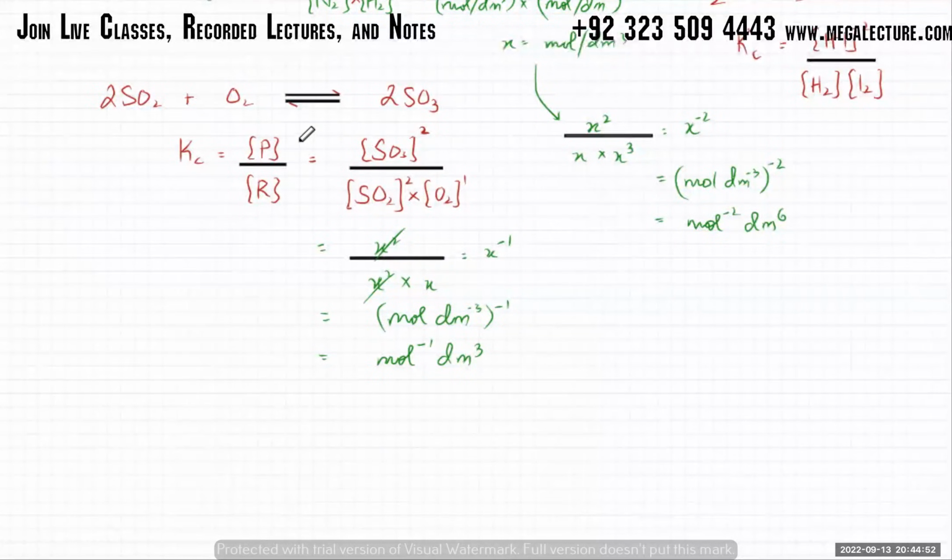Actually, what does that mean? One last thing, if Kc has a big value, that means you have more products at equilibrium and you've got less reactants at equilibrium. That's why it's got a big value. That means the equilibrium is favoring the products. Is that clear?